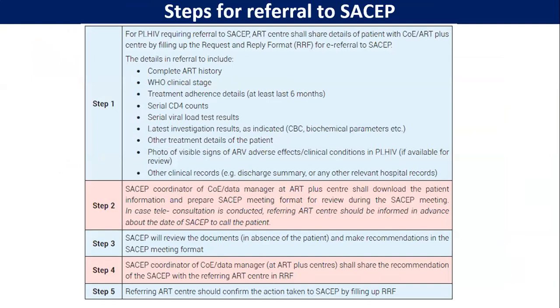Now, steps for referral to SASAP. We know that nowadays we refer the patient over email. All the documents, that is the complete ART history, WHO clinical stage, treatment adherence details, the serial CD4 count, viral load test results, the latest investigation results, other treatment details of the patient, photos of visible signs of ARV drug toxicity, say for example, drug rash with zirconium, and other clinical records, that is the discharge summary or any other relevant hospital records, are to be sent over mail to the COE or ART Plus center.